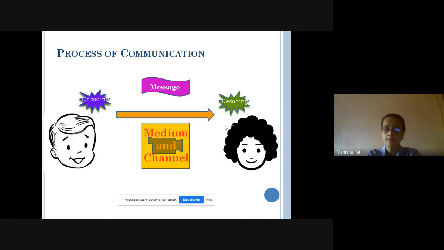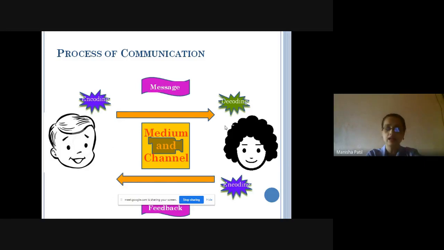So you have sender, encoding, message, transmission through medium and channel, decoding on the part of receiver. Now, when the receiver answers back, first there is the process of encoding, then feedback is sent back again through medium and channel, and the sender decodes that particular message. So, this is a cyclic process, something that goes on again and again. Sender to receiver, receiver to sender, sender to receiver, receiver to sender. So, it is a cyclic process.